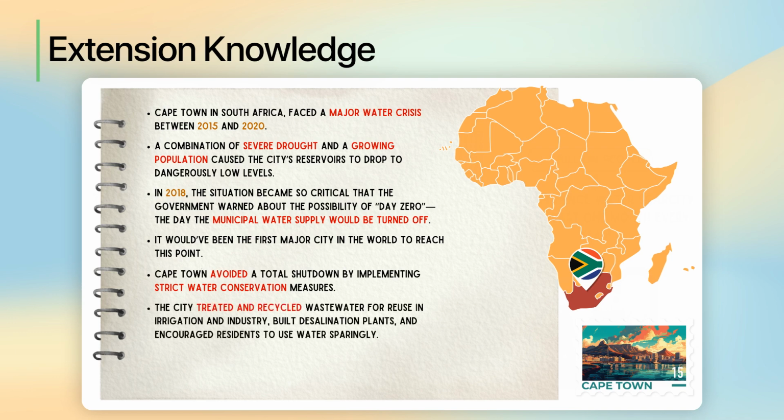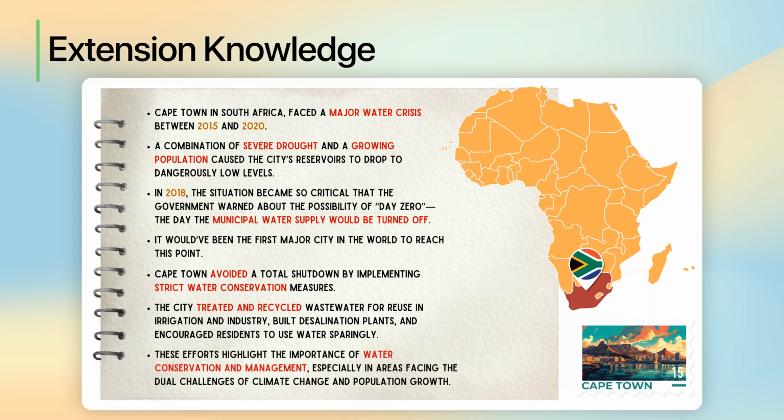The city treated and recycled wastewater for reuse in irrigation and industry, built desalination plants, and encouraged residents to use water sparingly. These efforts highlight the importance of water conservation and management, especially in areas facing the dual challenges of climate change and population growth. This is a global issue, and as the demand for water increases, it's clear that sustainable water management is more critical than ever.